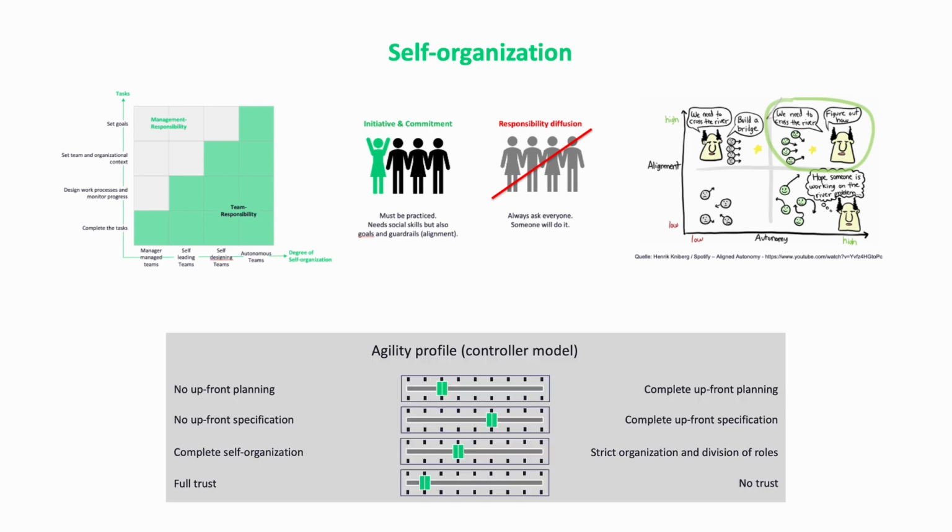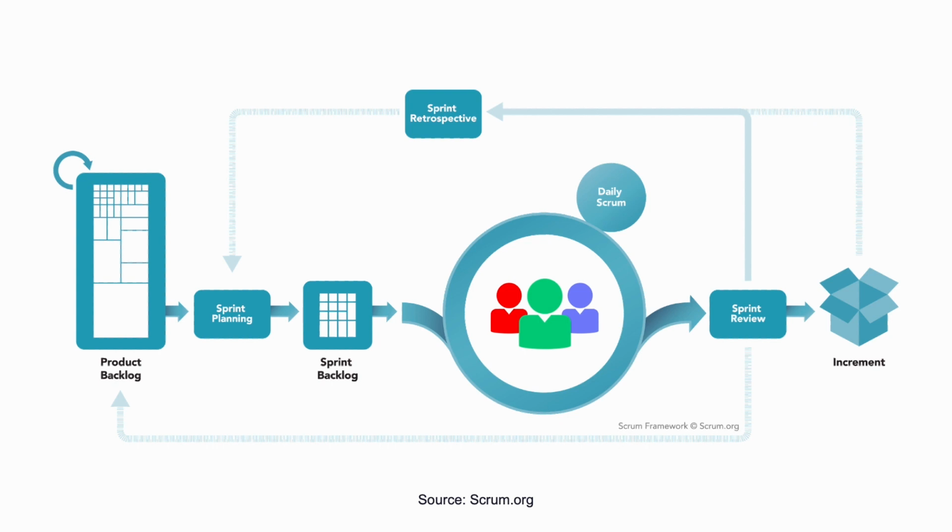In the video on the agility profile, we had already put it in a nutshell. As much self-organization as possible, that is as little hierarchy and fixed role play as possible, but also as much as necessary. And it is precisely this, as much as necessary, that we are now dealing with. Let's start with Scrum, which we already know.